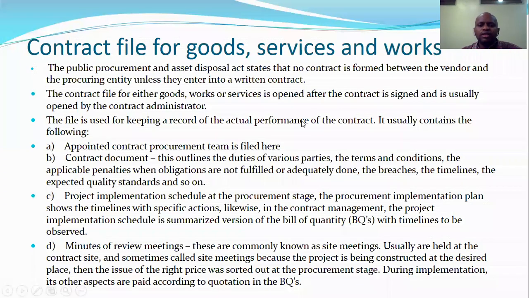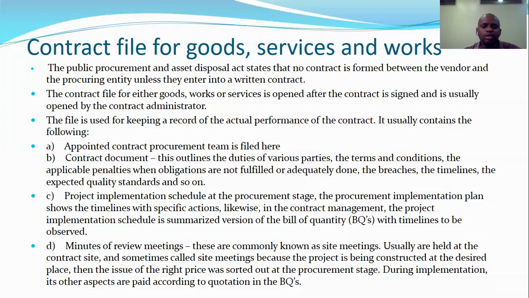The contract file can either be for goods, works, or services, and it is always opened after the contract is signed and usually opened by the contract administrator. So the file is used for keeping records of the actual performance of the contract and contains the following. Number one, an appointed contract procurement team must be filed there. Then we have the various contractual documents that are very critical during the contract.